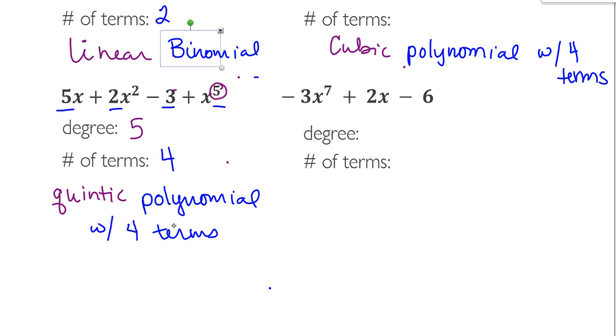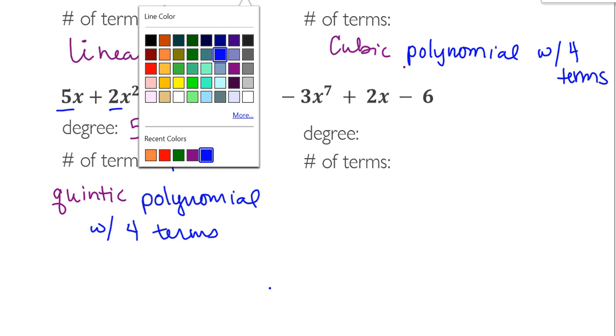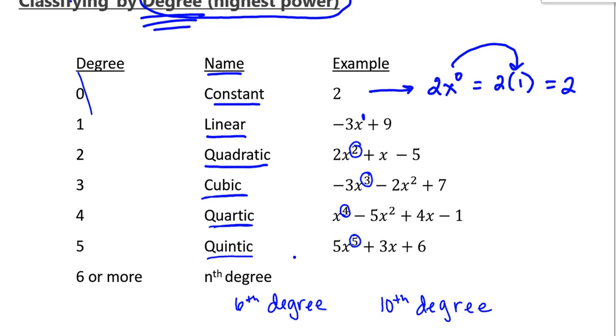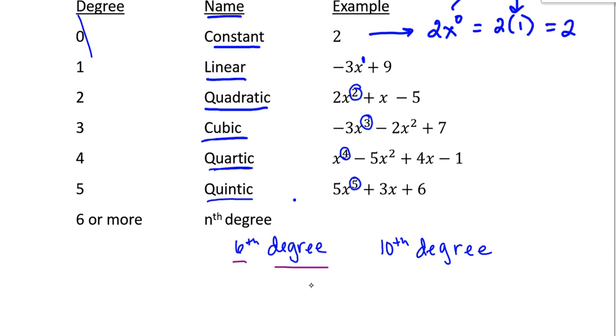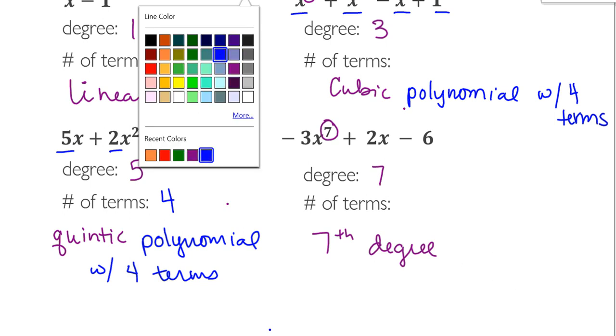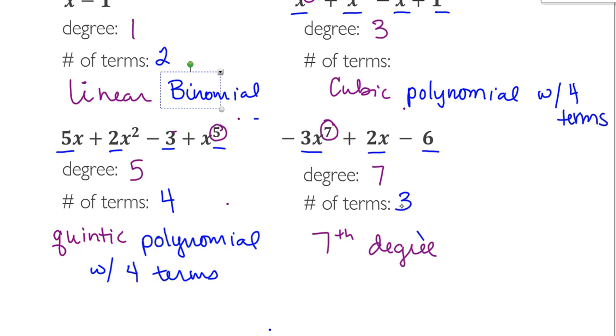Notice how sometimes I write in cursive and sometimes I write in regular print. Never consistent. Okay, this one, degree 7. Let's see, I don't remember what that said to do, right? For degrees 6 or more, you say the blank degree. So for this one, it would be a 7th degree. And then the rest of the description comes from the number of terms, which is 1, 2, 3 terms, which is a trinomial. So this one would be called a 7th degree trinomial. Not too bad, yeah.